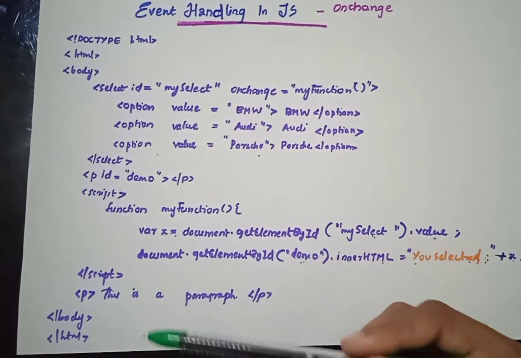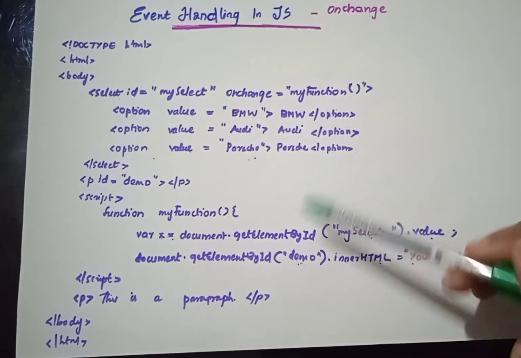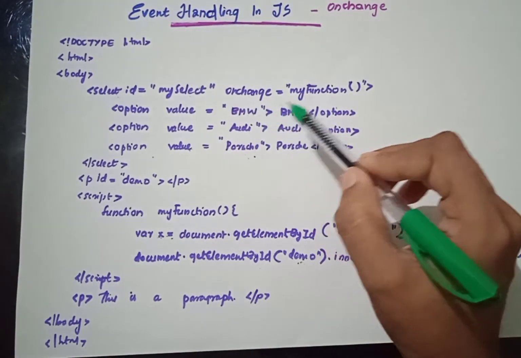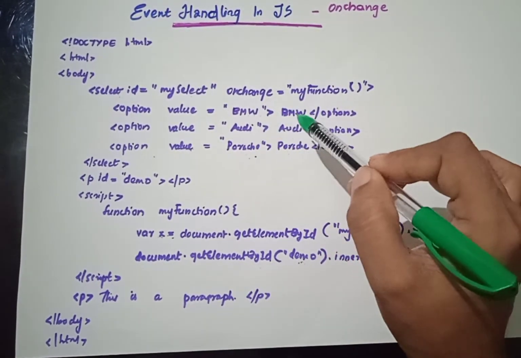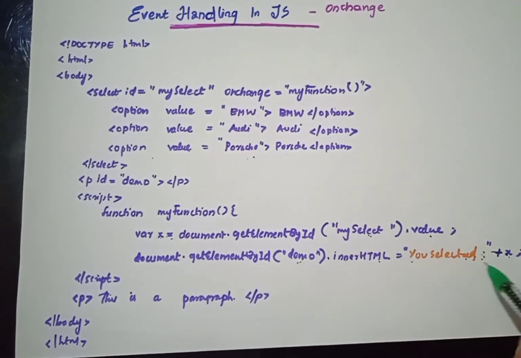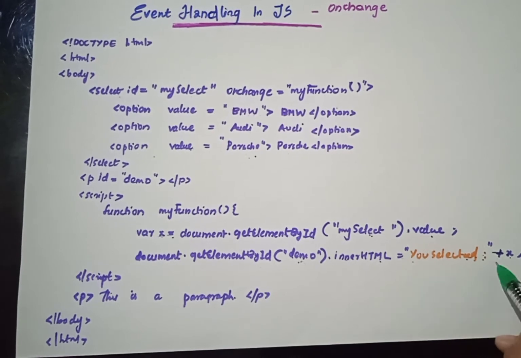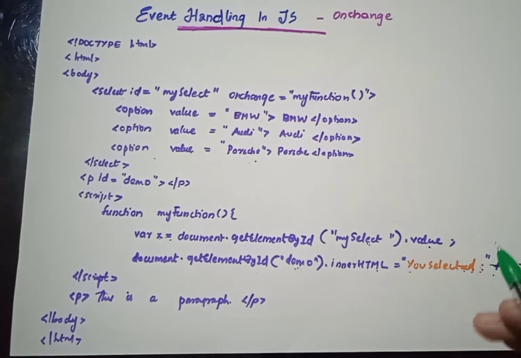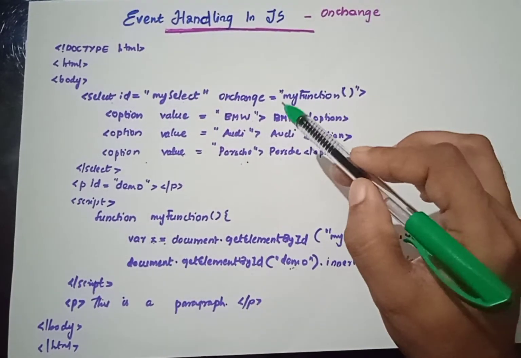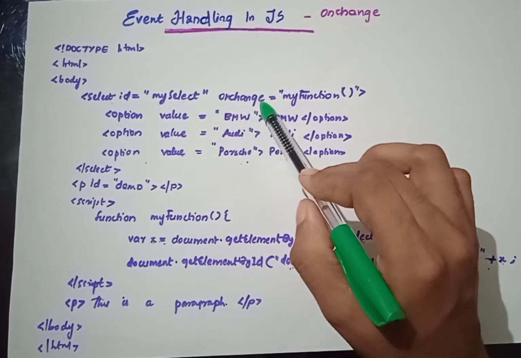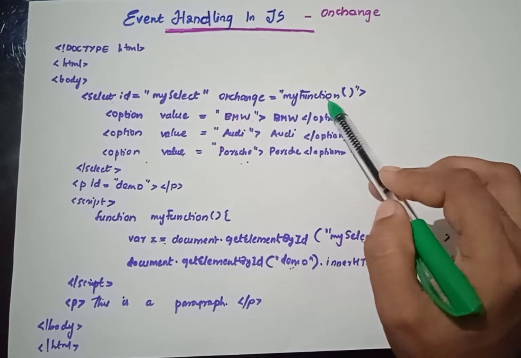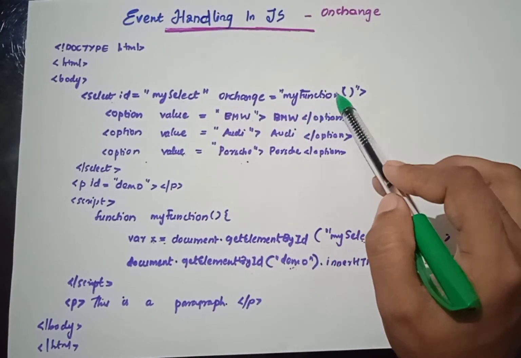Then we close the script and also the paragraph. That means when the user selects any one of these three options, then that value should be displayed like this. Then only that will be a valid input. So for that we use this onchange event handling. When this onchange takes place, what will happen? It calls my function. My function is defined here.